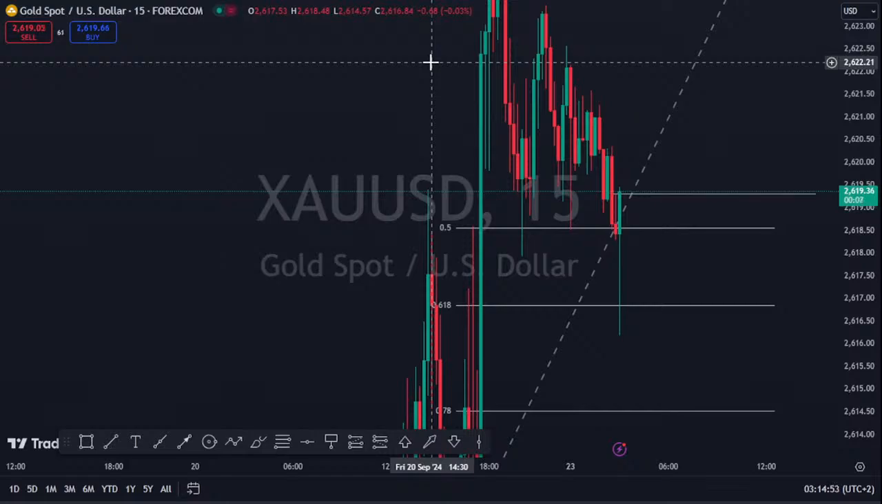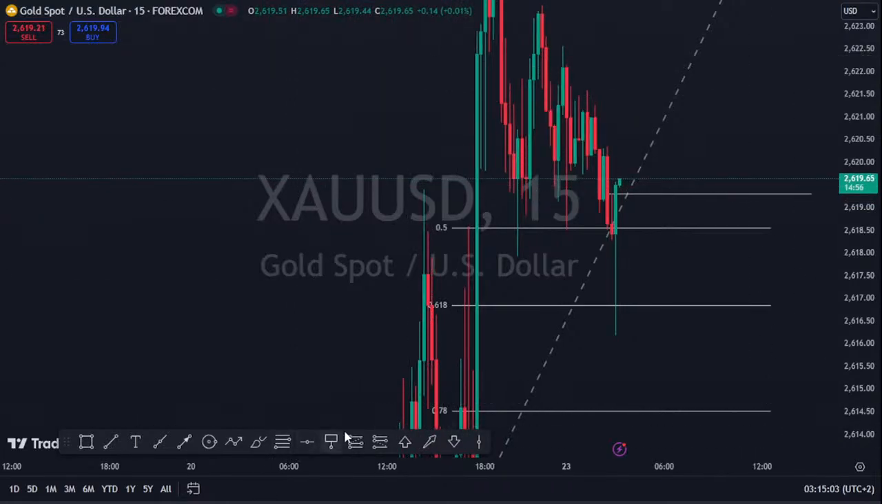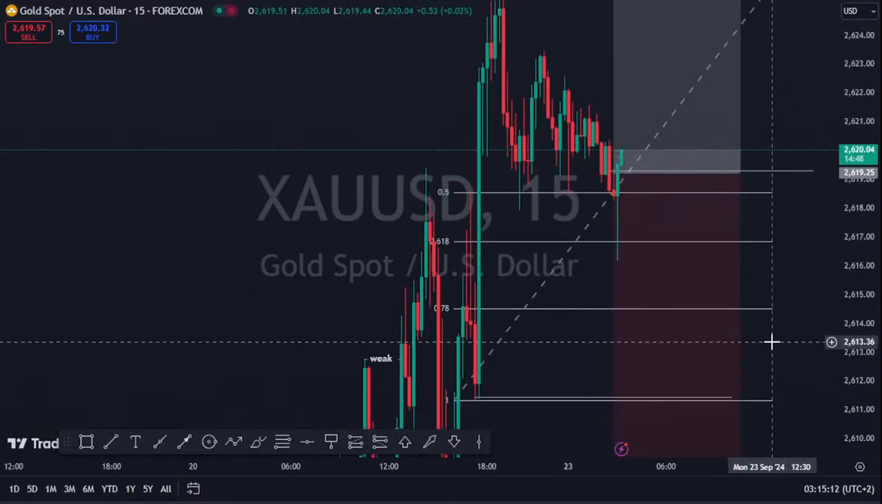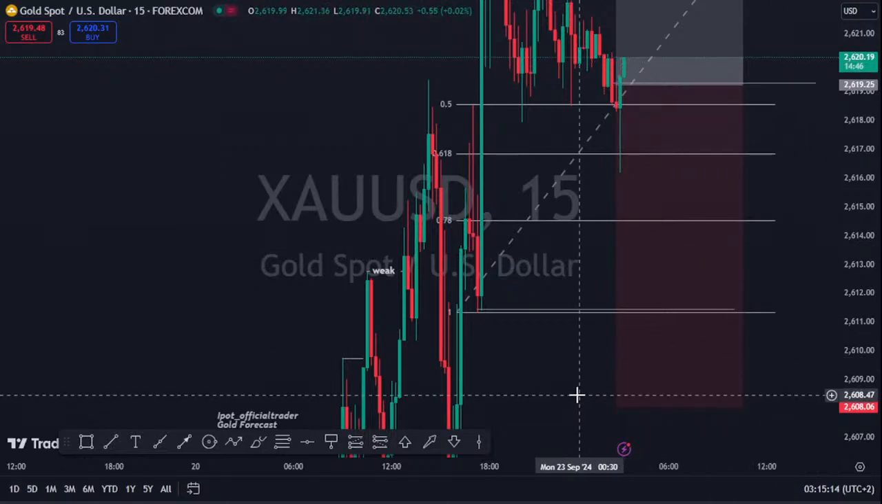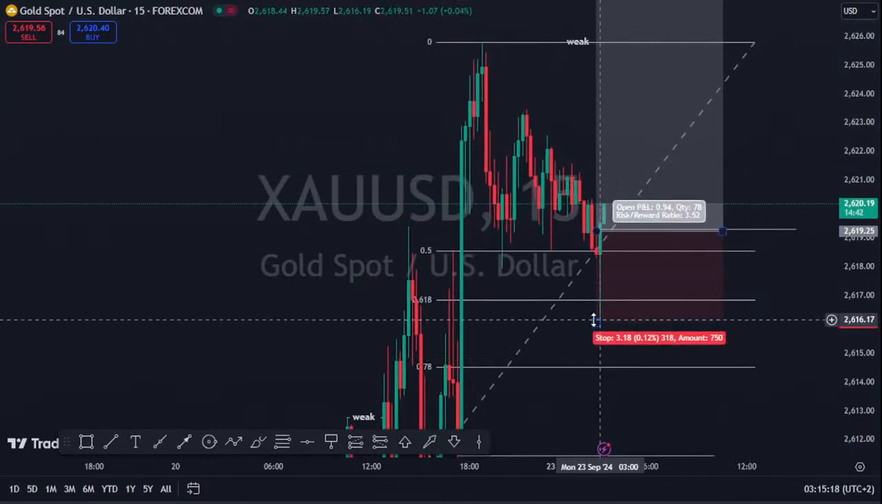5, 4, 3, 2, 1. Let's go. Wonderful. Definitely gold is a buy now. Personally, I've already locked in my first buys from here. Gold is definitely pushing to the upside currently.